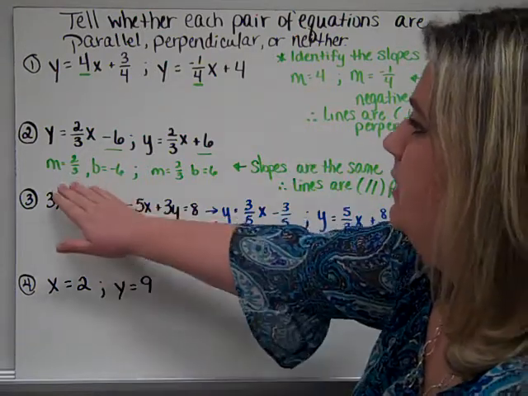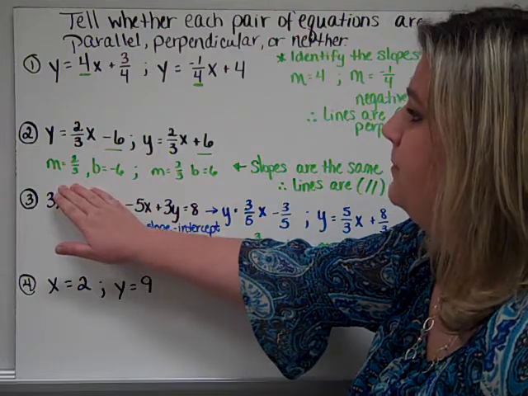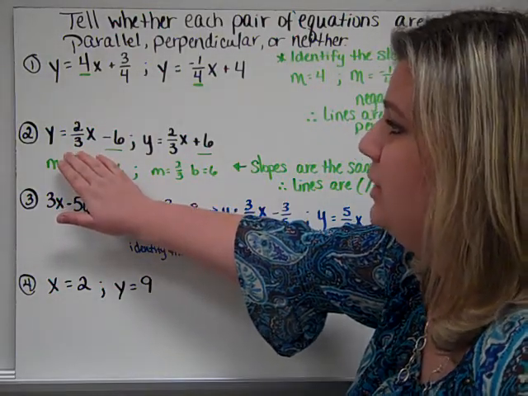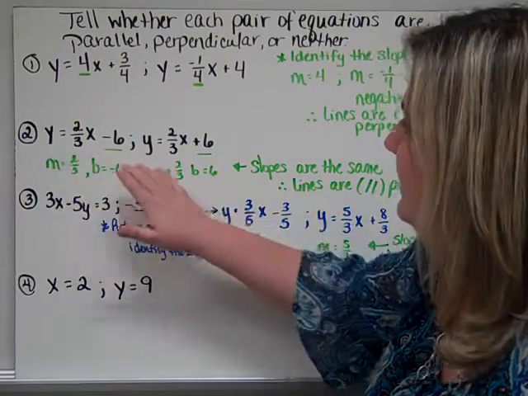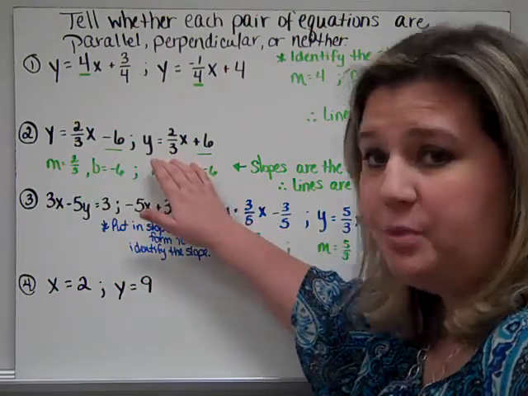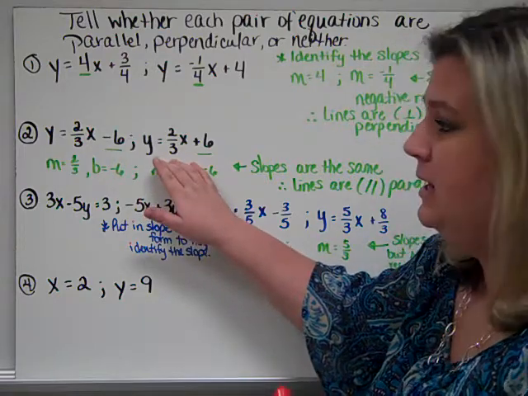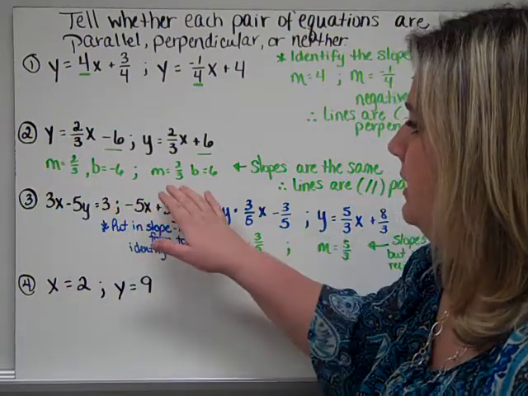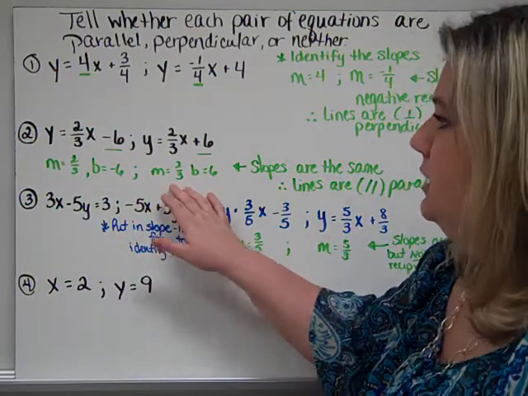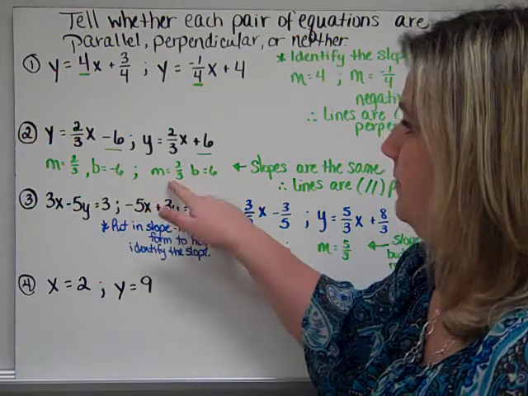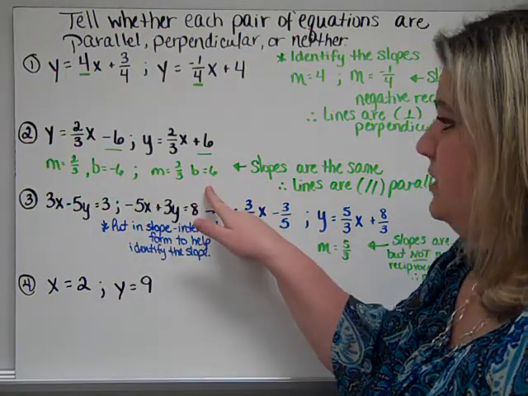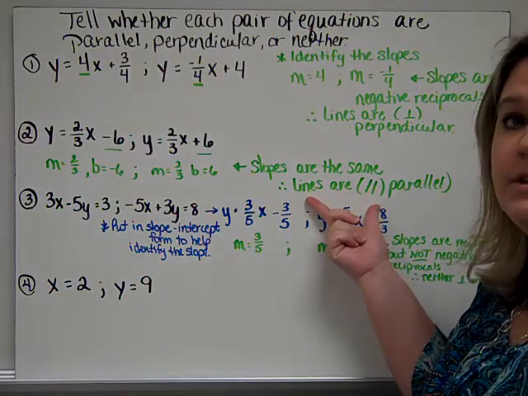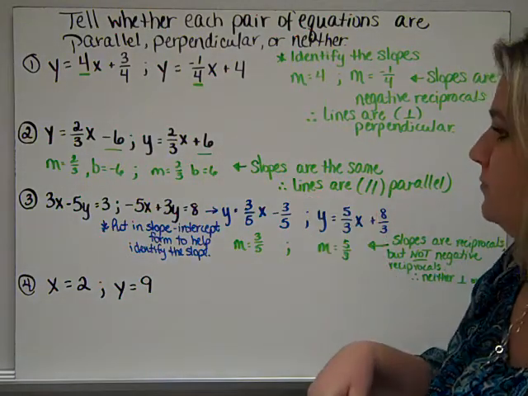Example number 2. The lines are y equals 2/3 x minus 6, and y equals 2/3 x plus 6. Remember, our first step is to look at our slopes. The slope in this line is 2/3, and the slope over here is 2/3. They have the same slope and different b's, so different y-intercepts. Therefore, the lines are parallel.